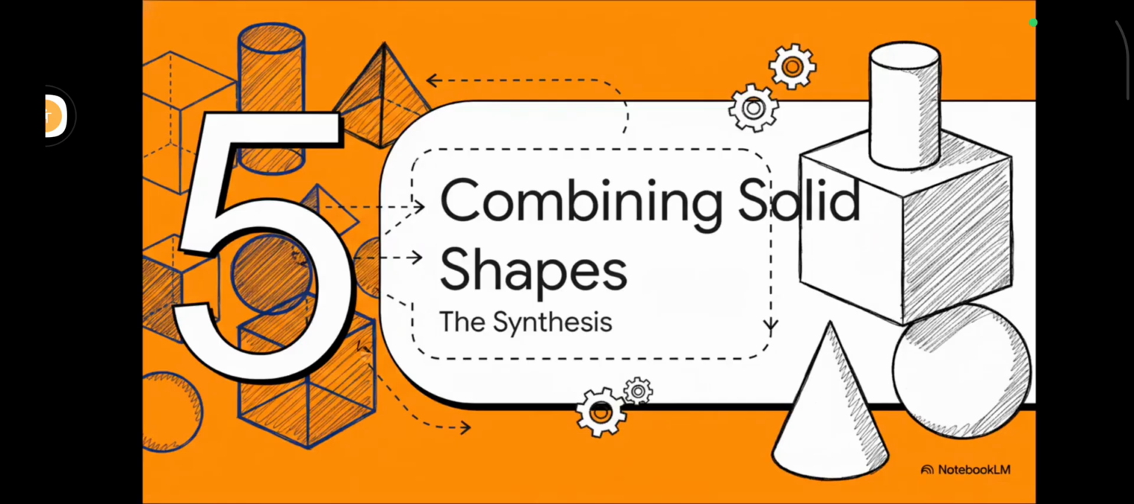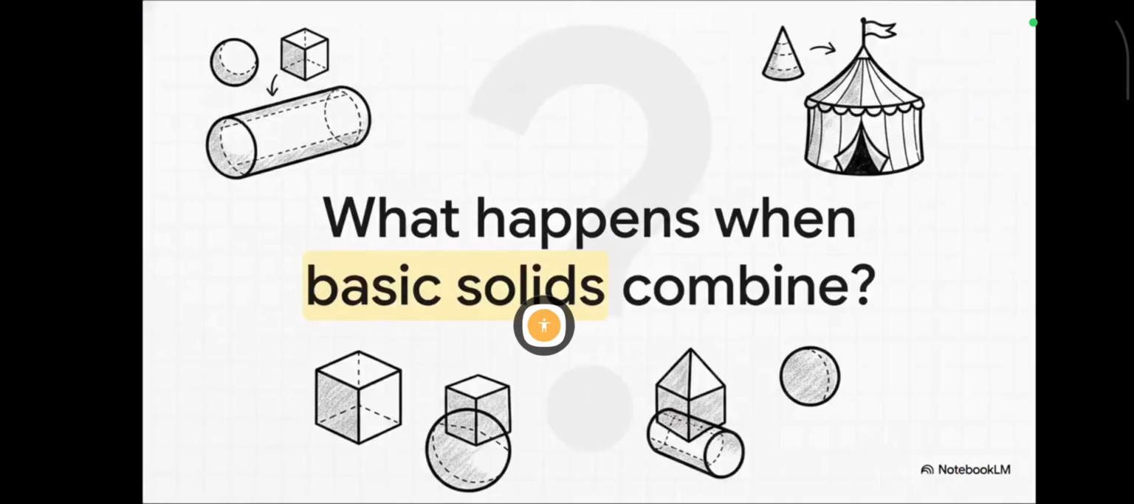Finally, part 5, combining solid shapes, the synthesis. Think about this for a second. Very few objects in the real world are a perfect isolated sphere, or a perfect isolated cube. A storage tank might be a cylinder with 2 hemispherical ends. A circus tent might be a cylinder topped with a cone. So what happens to all this math when these basic solids combine?